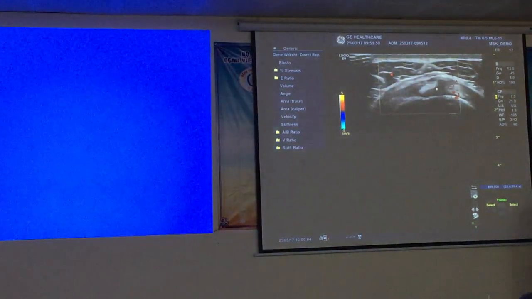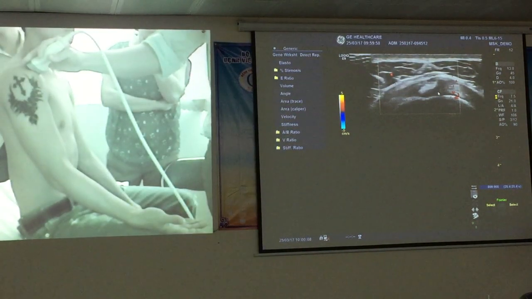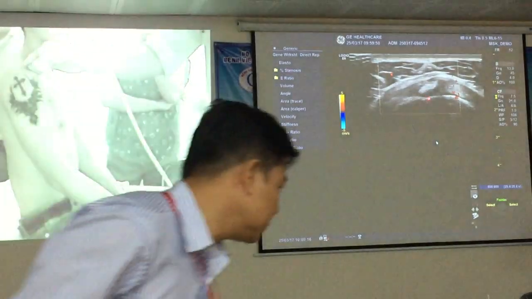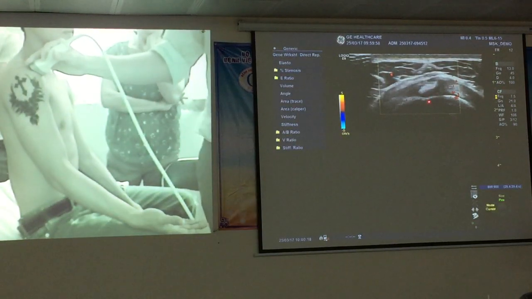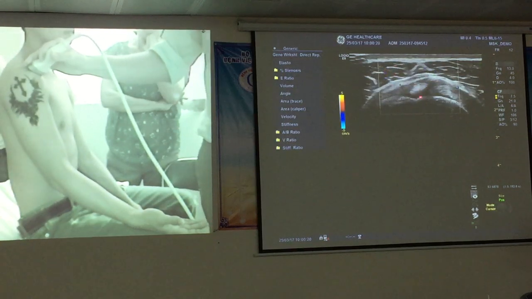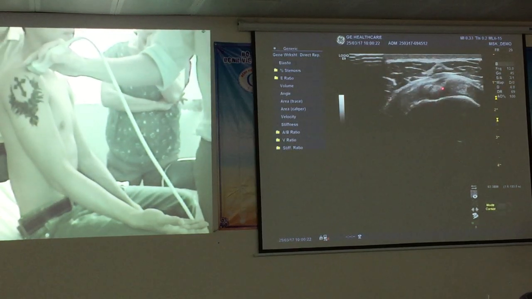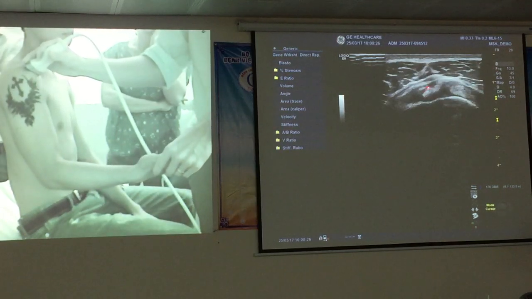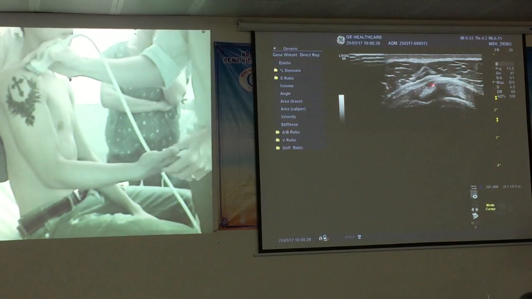This area here, this dark area, the anisotropy, is the superior glenohumeral ligament, and the coracohumeral ligament is the roof over the top.